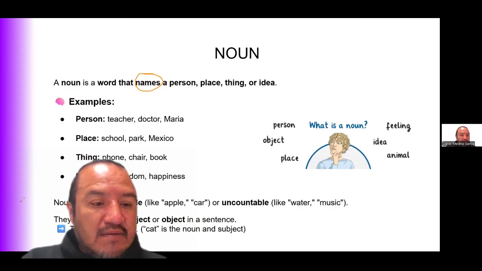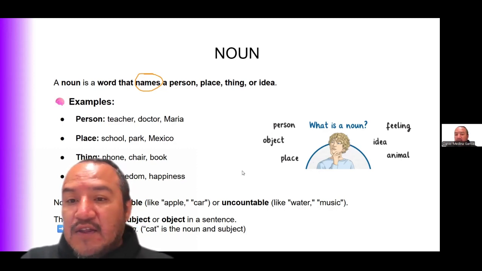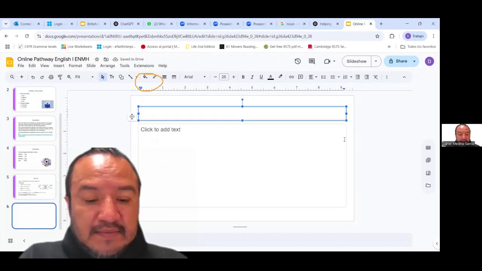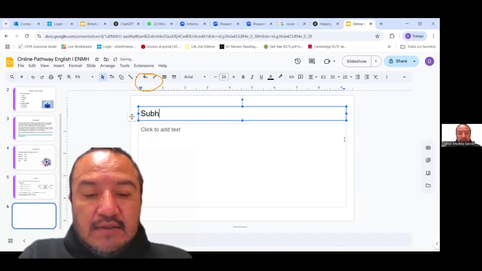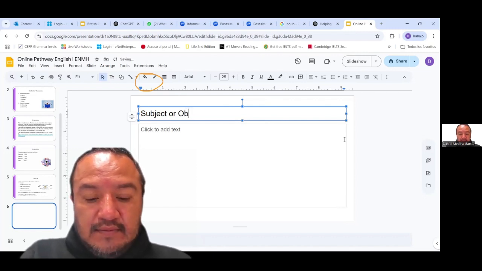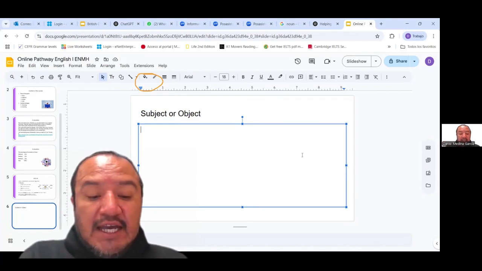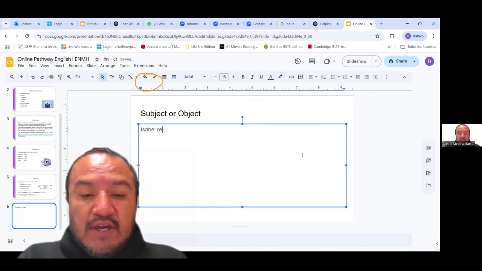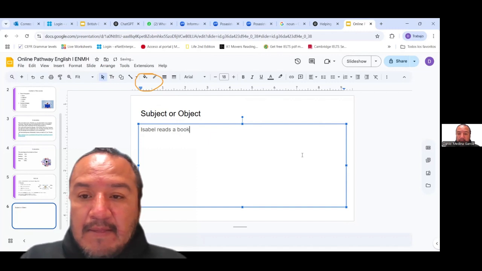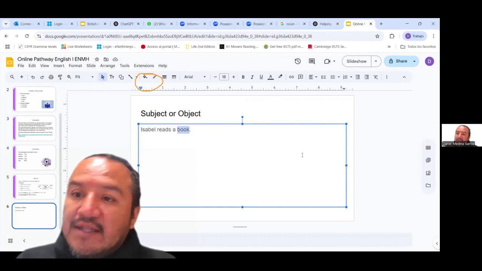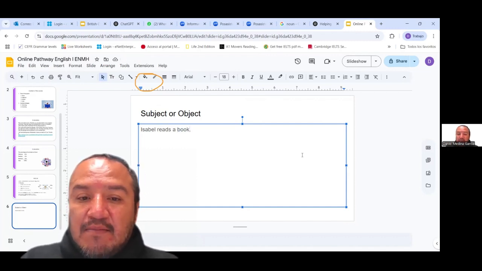I'm going to switch this screen. And I think that I'm going to go a little bit further with this explanation. When we talk about a subject or object, the subject of my sentence is the one that does, the one that performs. And I say, Isabel reads a book. What is the name of the person? The name of the person is Isabel. And what does she read? She reads a book. So this is going to be my object.